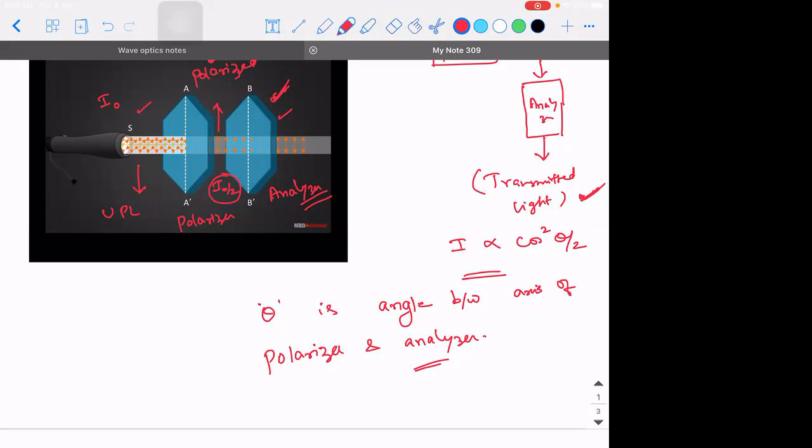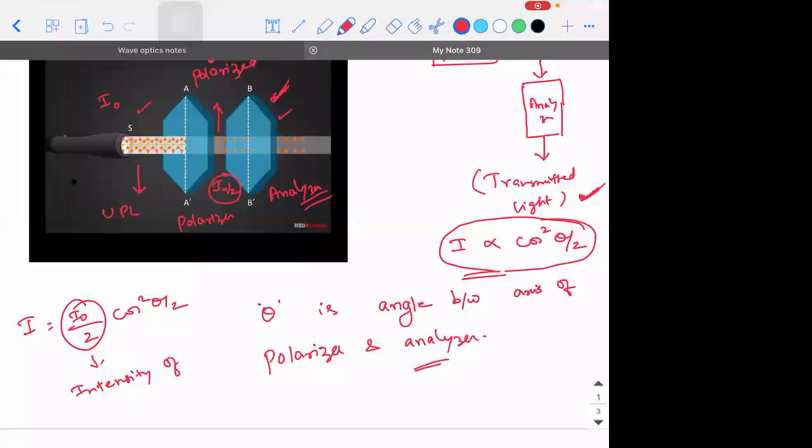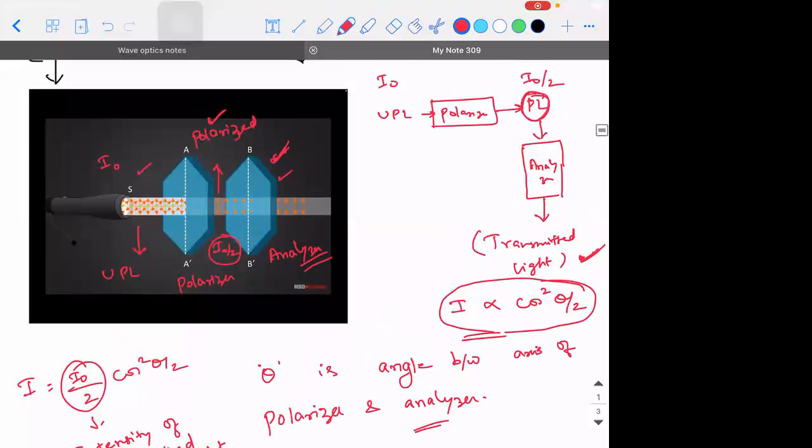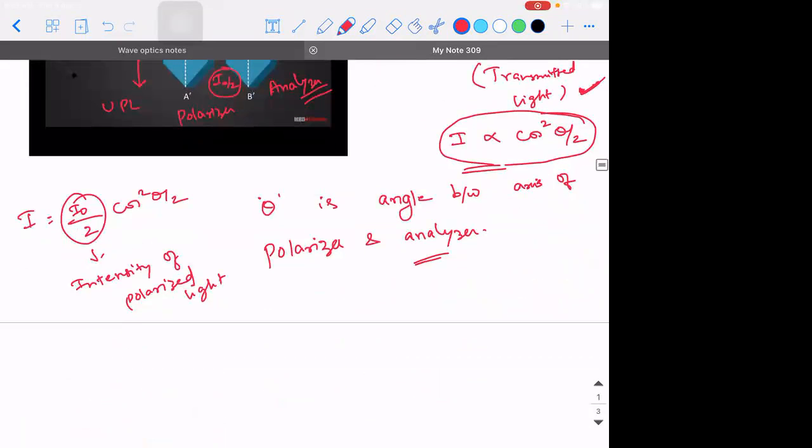Done, sir. Now, I is directly proportional to cos square theta, no? Then I is equal to I naught by 2 times cos square theta, where I naught by 2 is the intensity of polarized light. Polarized light means the intermediate one. So first is unpolarized, the intermediate one is polarized light, and the third one is called the transmitted light. So I is equal to I naught by 2 times cos square theta.